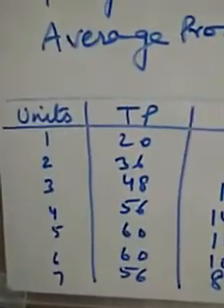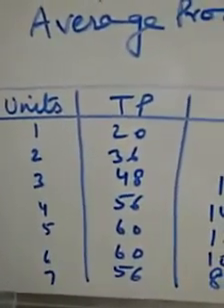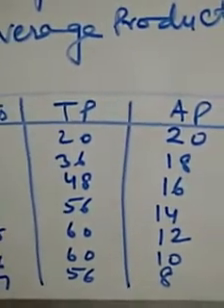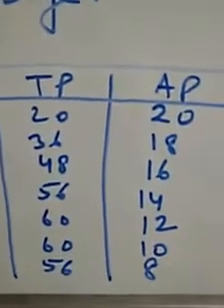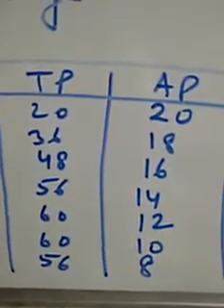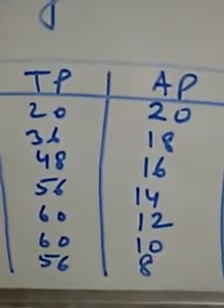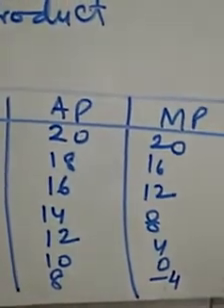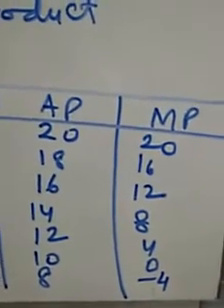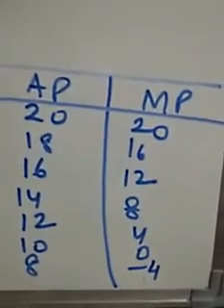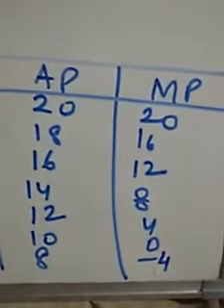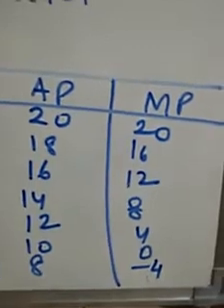Now, moving to marginal product. What is marginal product? Marginal product refers to the change in TP when one unit of variable factor is used, fixed factor remaining constant. And last is AP. AP stands for average product. Average product refers to the physical output per unit of the variable factor used in the process of production. So these were the three definitions relating to TP, MP and AP.